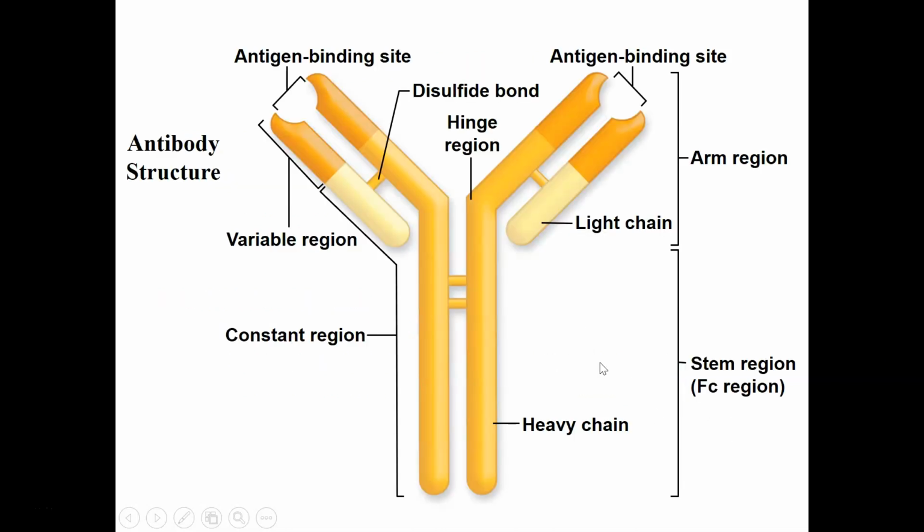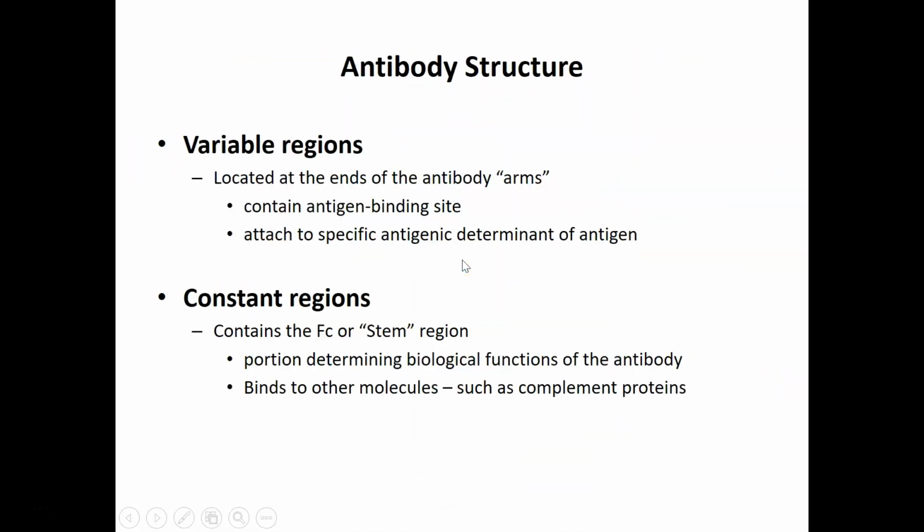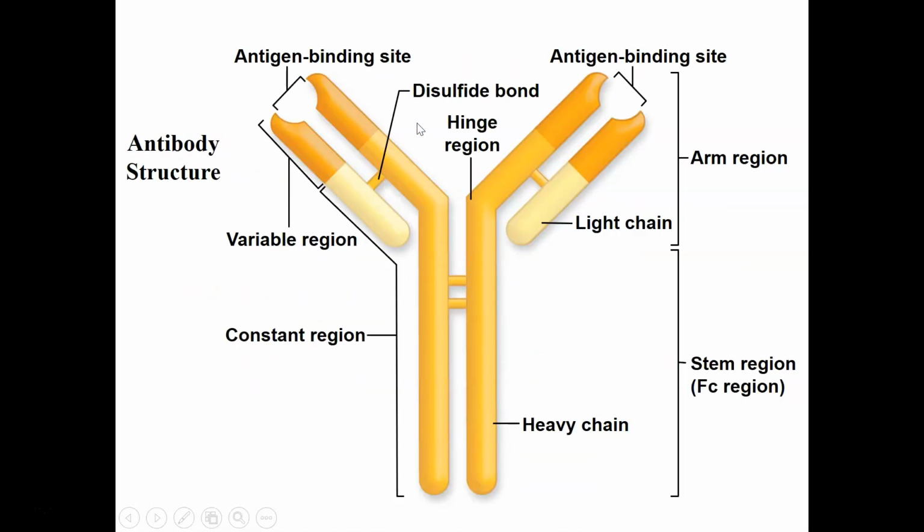So here is the structure, Y shape, as I mentioned. There are 2 identical heavy chains. Here's one, here's the other. And there are 2 light chains. These are identical also.